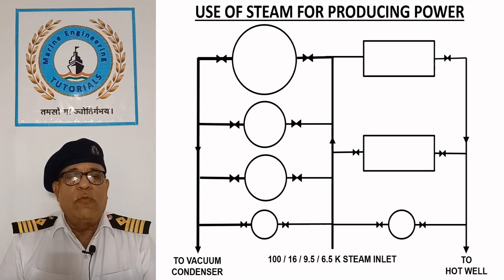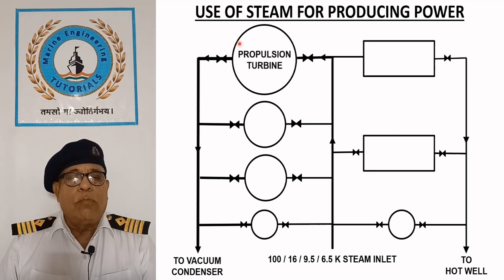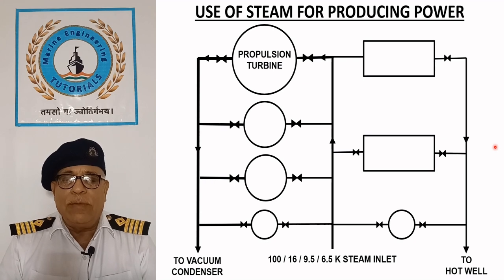Use of steam for producing power. Propulsion turbine. Earlier, ships were propelled by steam, but this has been replaced by diesel propulsion due to the low efficiency of steam in power generation. The latent heat in steam cannot be effectively utilized for propulsion and is wasted in the condenser. High pressure steam up to 100 bar was used for propulsion.